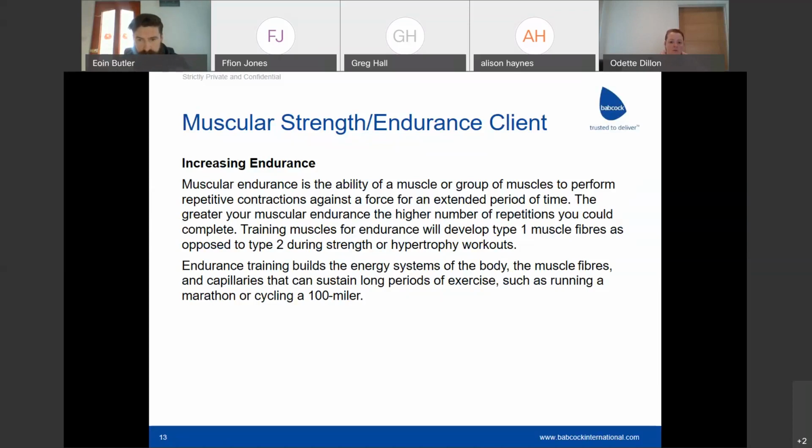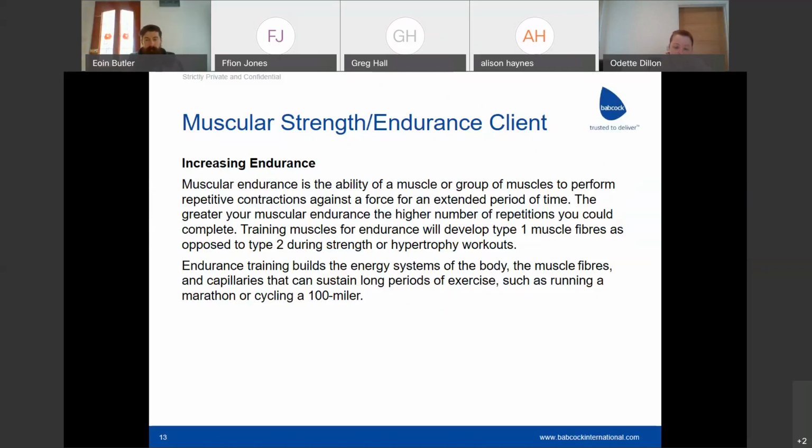Okay, so I'm just going to jump back to the sentence that says, training muscles for endurance will develop type 1 muscle fibers as opposed to type 2 during strength or hypertrophy workouts. So when we work strength and hypertrophy, we're working type 2 muscle fibers. When we work endurance, we're working type 1 muscle fibers. Now, as Odette has pointed out, you've also got type 2A muscle fibers. These are your hybrids.